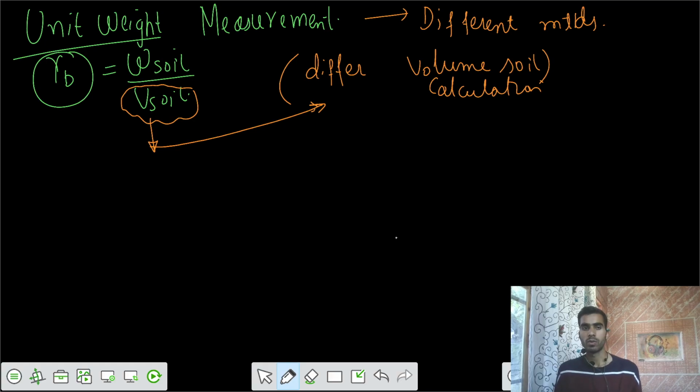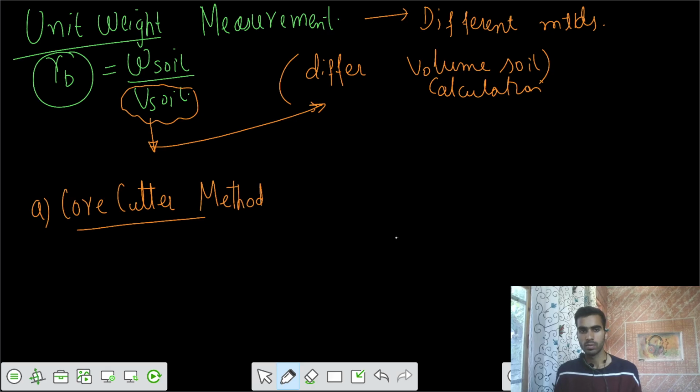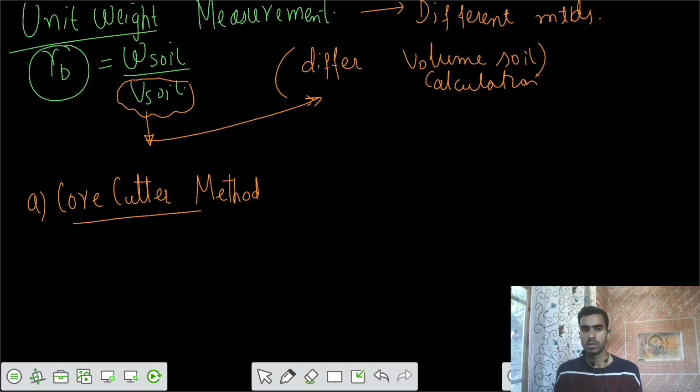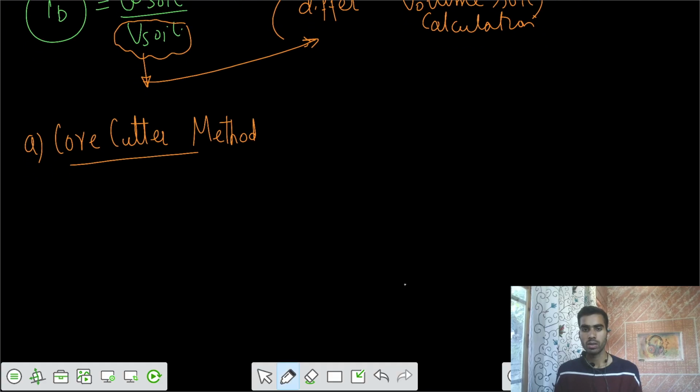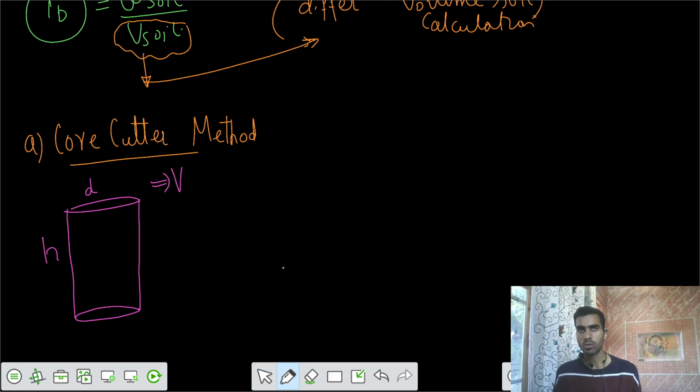Based on this, the first method is the core cutter method. We have a core cutter in this fashion, some sort of cylinder. It has some diameter d and some height h, such that we get the volume of that particular core. This is a metal hollow cylinder.